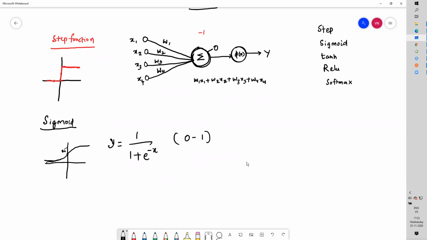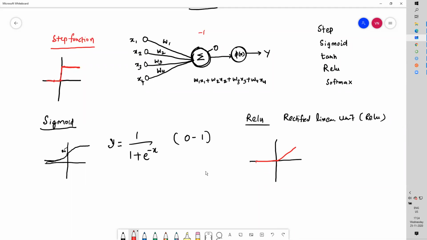Then the next one, the most heavily used one, is ReLU, which stands for Rectified Linear Unit, popularly known as ReLU. Let's see what ReLU is. When x is negative, ReLU would always give the output as 0, and when x crosses 0, it would linearly increase. So that's why it is called rectified linear unit.